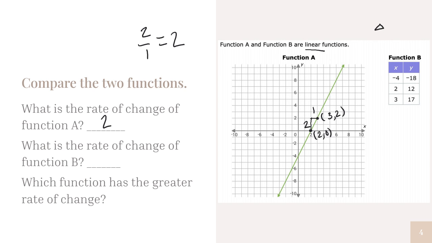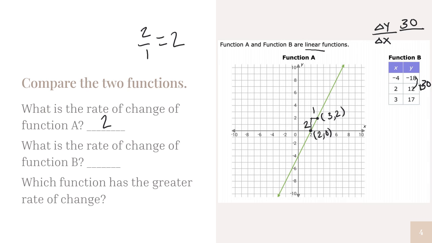Now for a table, remember I do the change in y over the change in x. So I look at how my y is changing. How do I get from -18 to positive 12? I'm adding, and how much am I adding? I'm adding 30 here. So my change in y is going to be 30.